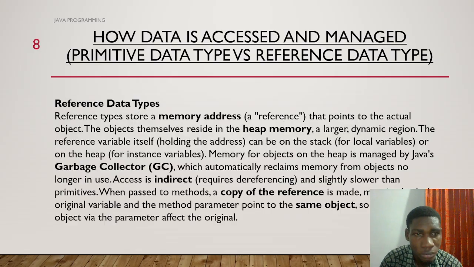So let's go to the reference data types. The reference types store a memory address as a reference that points to the actual object. The objects themselves reside in the heap, a larger dynamic region. The reference variable itself can be on the stack, for local variables, or on the heap, for instance variables. Taking arrays for example, the address of the array will be stored in the stack, and then the objects inside the array will be stored in the heap.